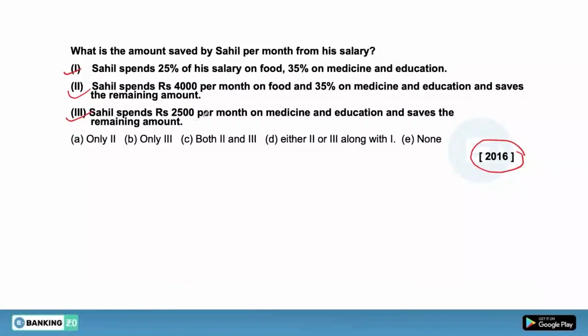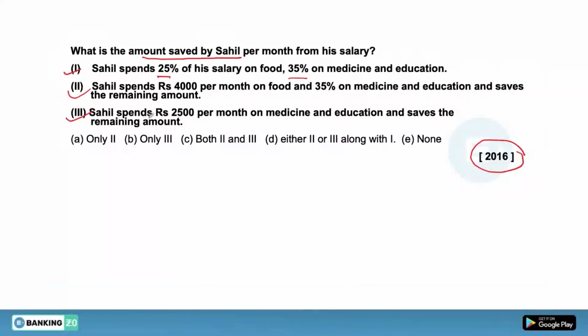So what all conditions are required to solve this question? For solving the question, that is how much amount Sahil will save per month from his salary, we must use which conditions? Is only one condition satisfactory? Let's see. Can we solve the question directly by only the percentage values? No, clearly no. Similarly, for the second condition, Sahil spends 4,000 per month on food and 35% on medicine and education and saves the remaining amount. Can only this condition satisfy? No. Can the third condition satisfy? Let's see. Sahil spends 2,500 per month on medicine and education and saves the remaining amount. We are not told how much was the total amount, so how can we solve using the third only?